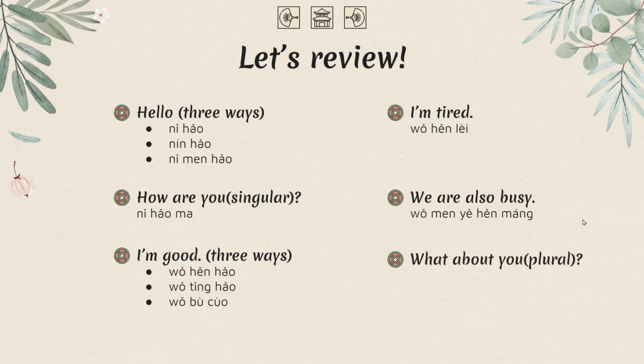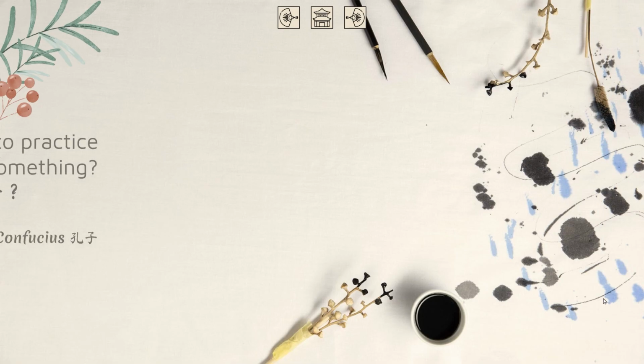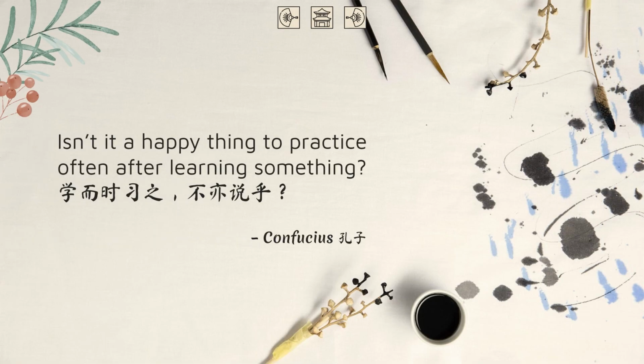Okay, the last one. How would you say, what about you, as in plural you? This one should be easier. 你们呢? So you plural is 你们, 你 plus the plural marker 们. 呢 indicates a change of subject. 你们呢? Very good. Confucius once said, isn't it a happy thing to practice often after learning something?